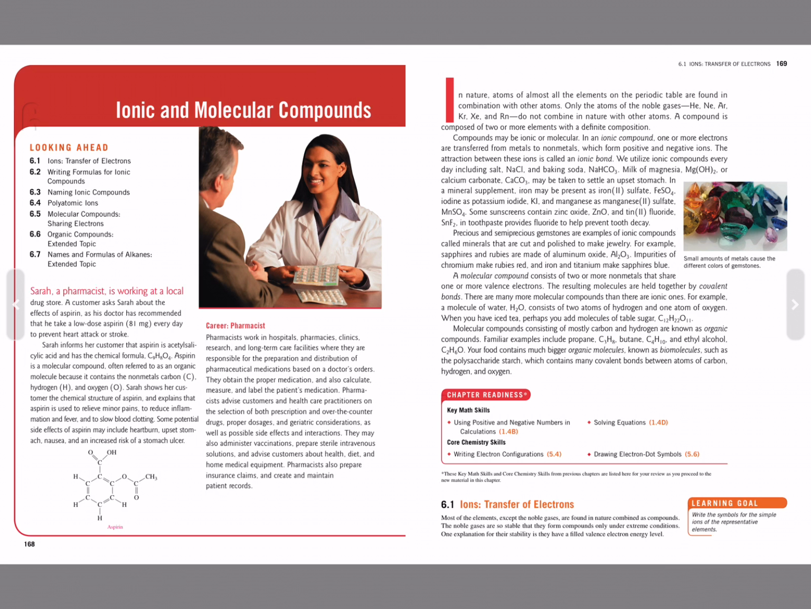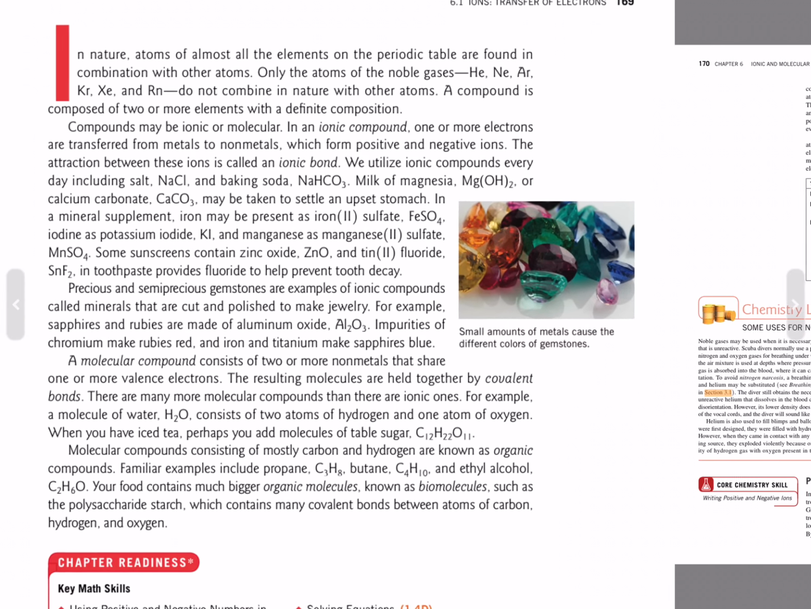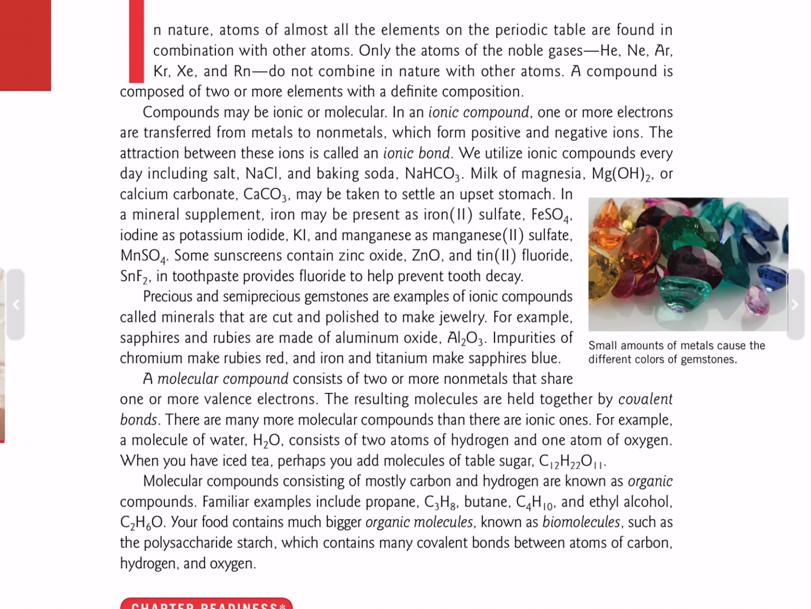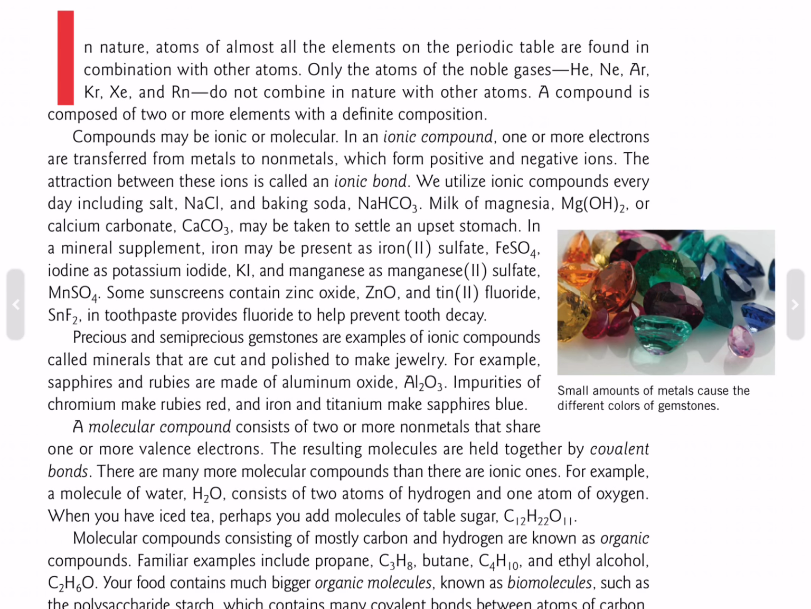Chapter 6: Ionic and Molecular Compounds. In nature, atoms of almost all the elements of the periodic table are found in combination with other atoms. Only the atoms of the noble gases, helium, neon, argon, krypton, xenon, and radon, do not combine in nature with other atoms. A compound is composed of two or more elements with a definite composition.